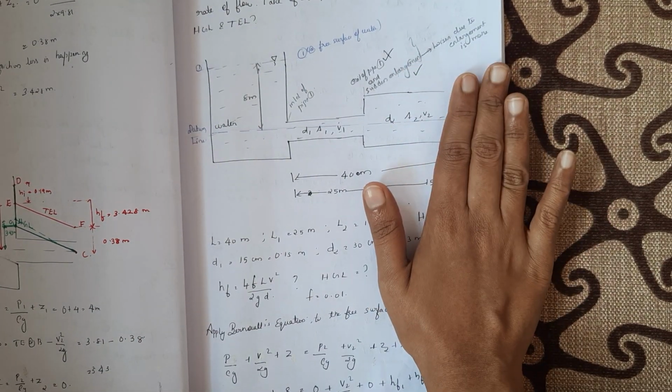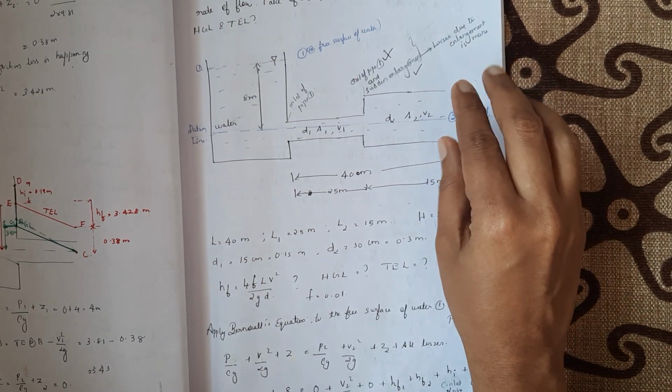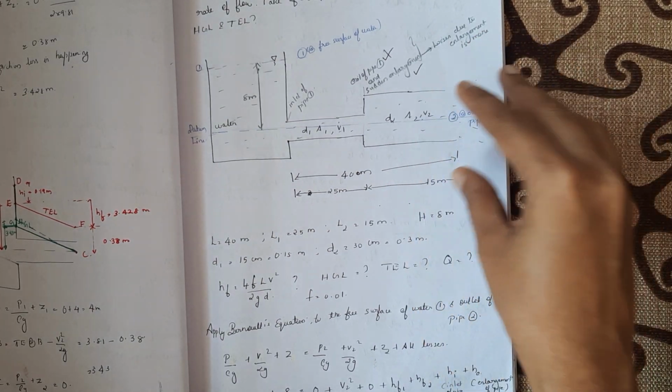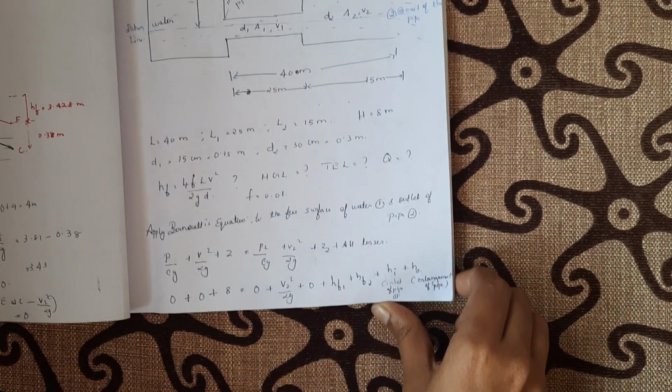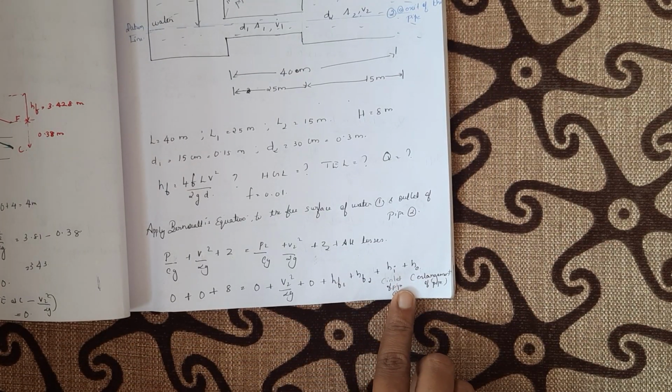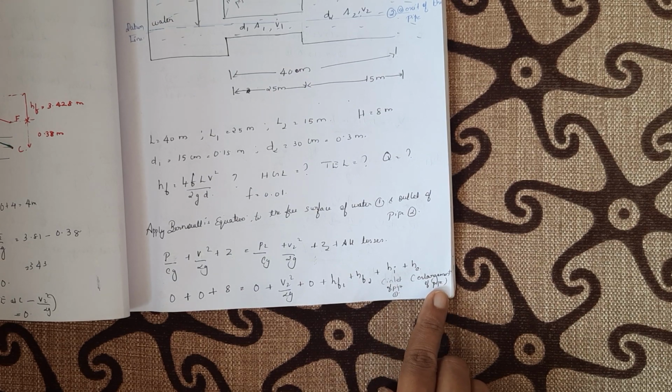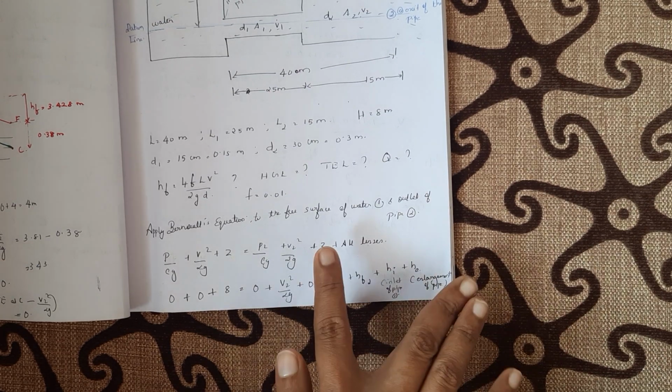Do not take any losses here. This is freely discharging into the atmosphere. We need not consider any losses at the end point. So there will be two losses: the inlet of pipe loss and the HE, which is due to the sudden enlargement of pipe.